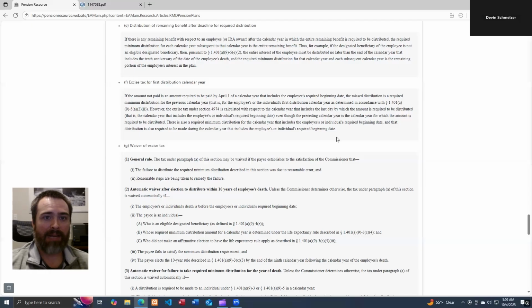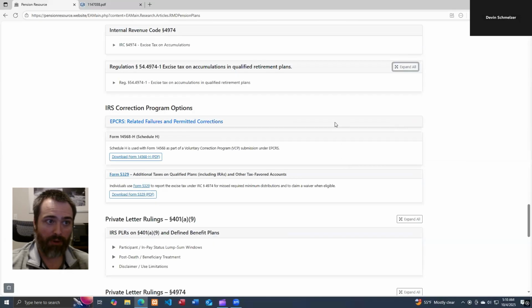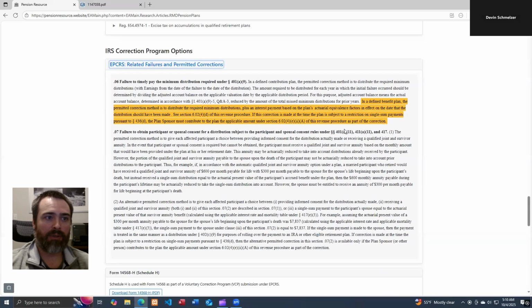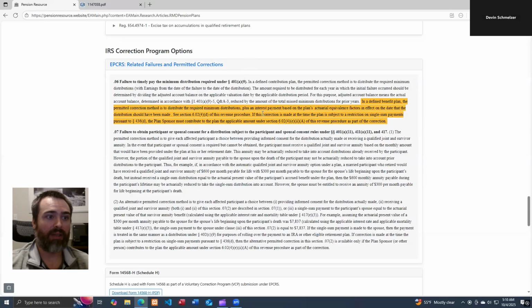If we go down to EPCRS for correction procedures, for trying to infer what the excise tax calculation would be, EPCRS does talk about the missed payments. What should have been done? You add those up and get them paid to the participant with actual interest for their late payment, to compensate them for the late payments and get them caught up. And so EPCRS specifically calls out, well, there's missed payments, and so that's where I would apply the 4974 excise tax amount on just those amounts that were missed.